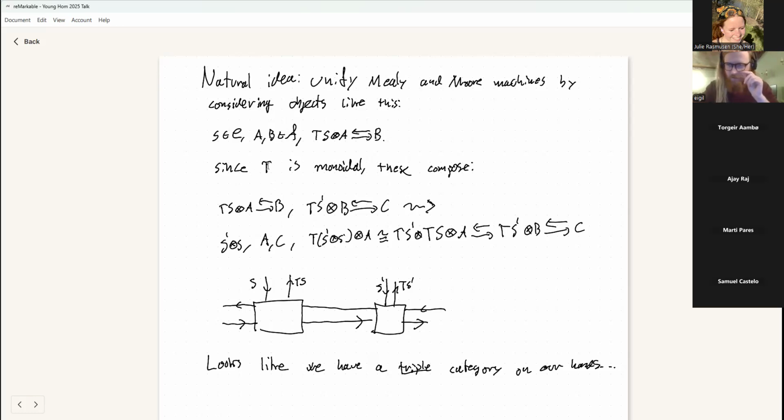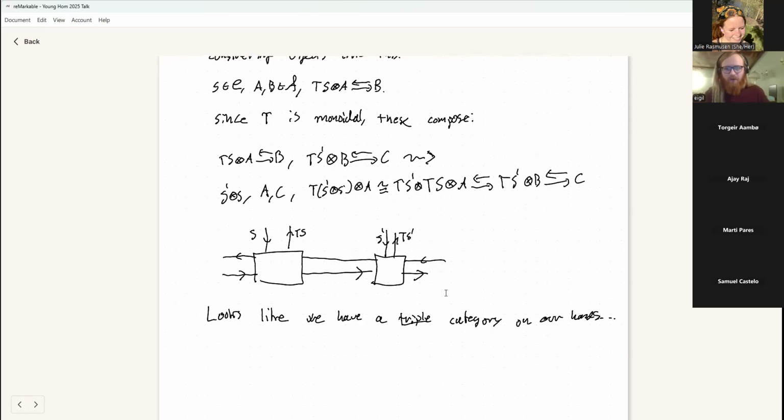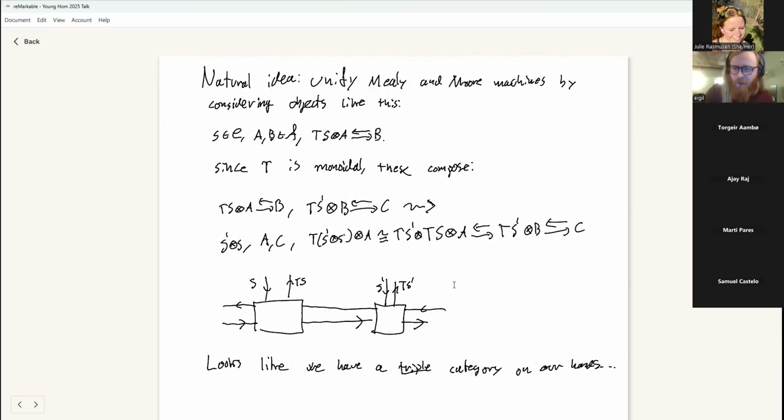And since T is a monoidal functor, we can compose these. If I have something like this and something like this, then I form a thing where the state space is S prime tensor S, the left interface is going to be A, and the right interface is going to be C. You use this formula to compose it. It's kind of obvious how this works. And this is associative because monoidal categories are associative and unital. So it looks like there's now a triple category of systems, because there are systems as morphisms, lenses between the systems, and charts between the systems.